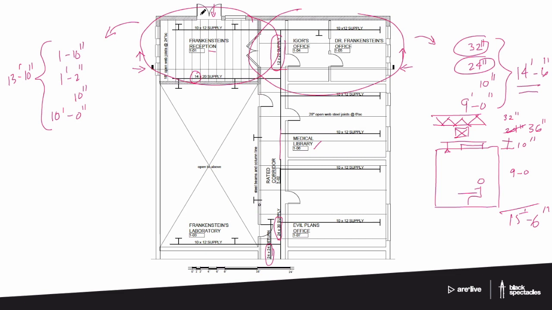Beautiful, thank you. All right, so what we've got here is the reception room in our section, the corridor, then Igor's office, and then Frankenstein's office. So let's do a quick draw up of what this looks like. This is going to be a very bad drawing. My apologies.